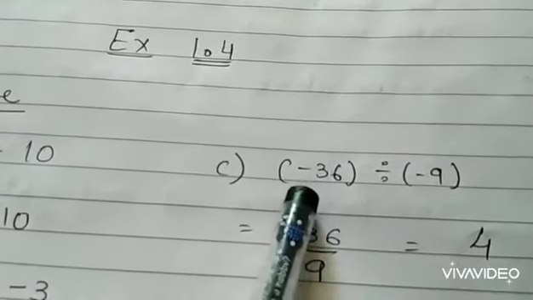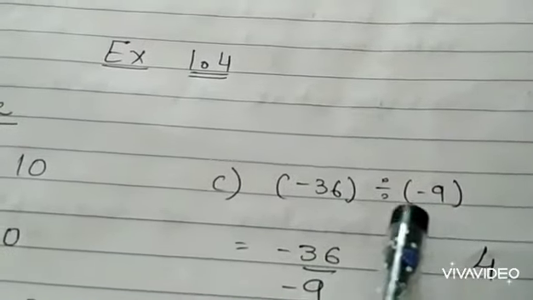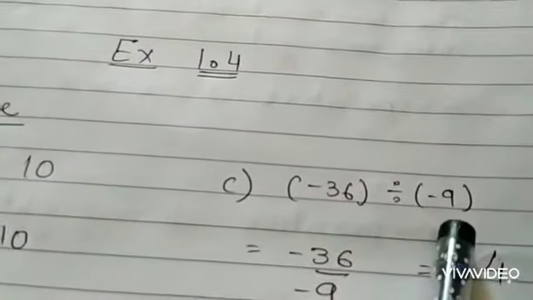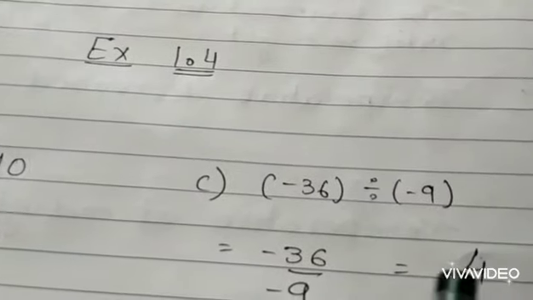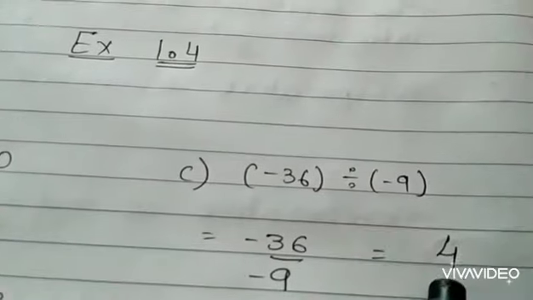Now C is minus 36 divided by minus 9. Both the integers are negative integers. So our answer will be a positive integer. So 36 divided by 9 is 4.